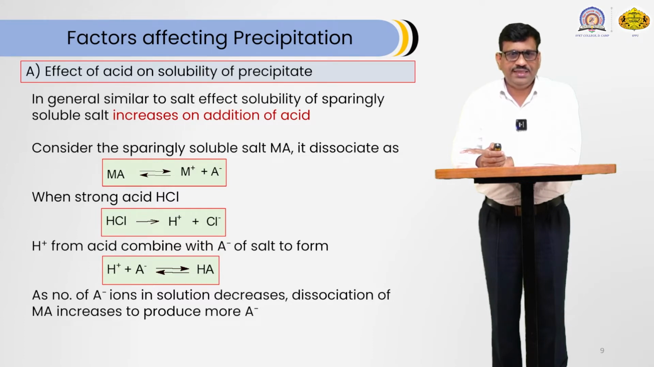MA dissociates as M plus and A minus. When a strong acid like HCl is added, HCl dissociates as H plus and Cl minus. H plus from the acid combines with A minus of the salt to form undissociated HA. In this case, as the number of A minus ions in solution decreases, dissociation of MA increases to produce more A minus. Thus, there is an increase in the solubility when acid is added to the solution.